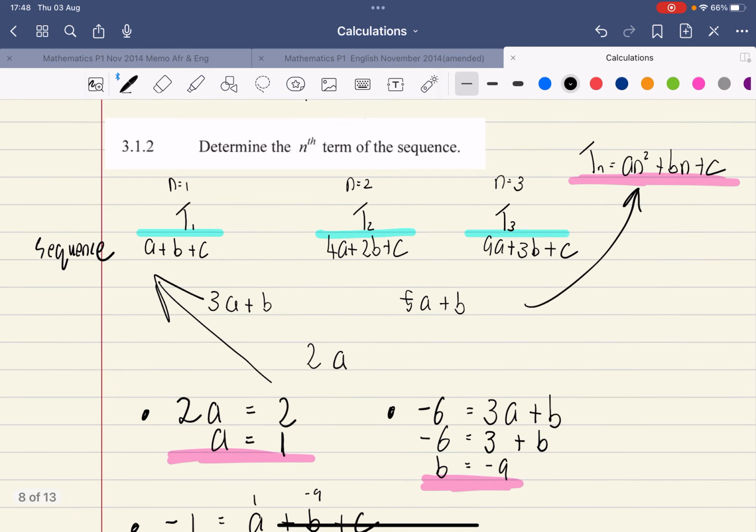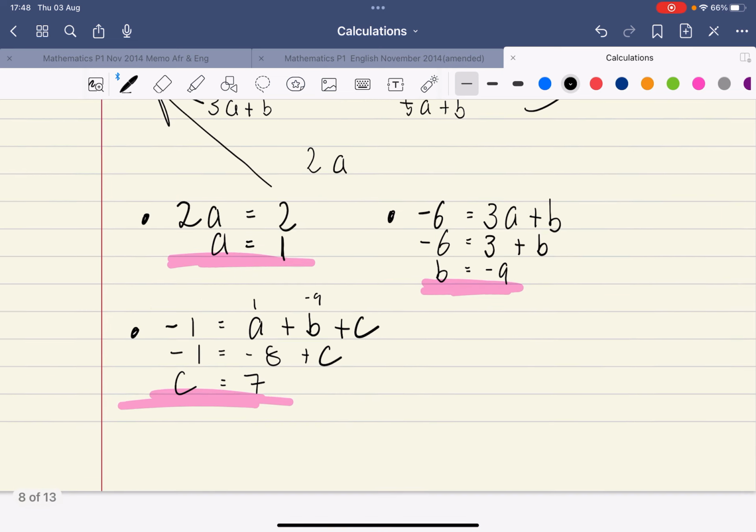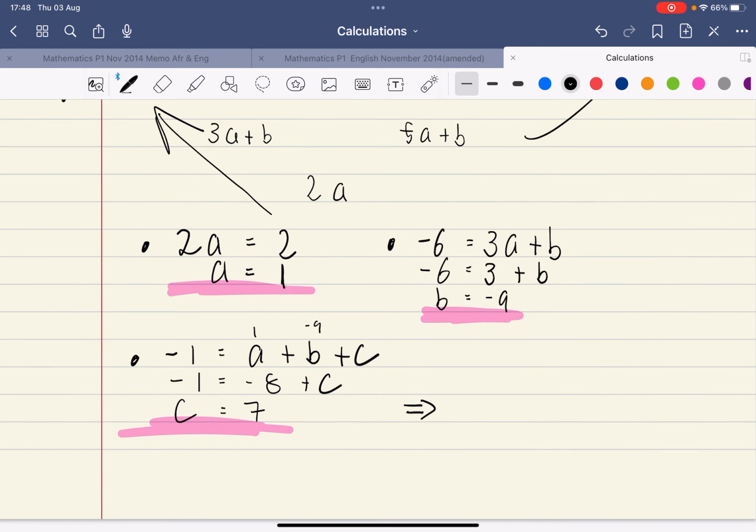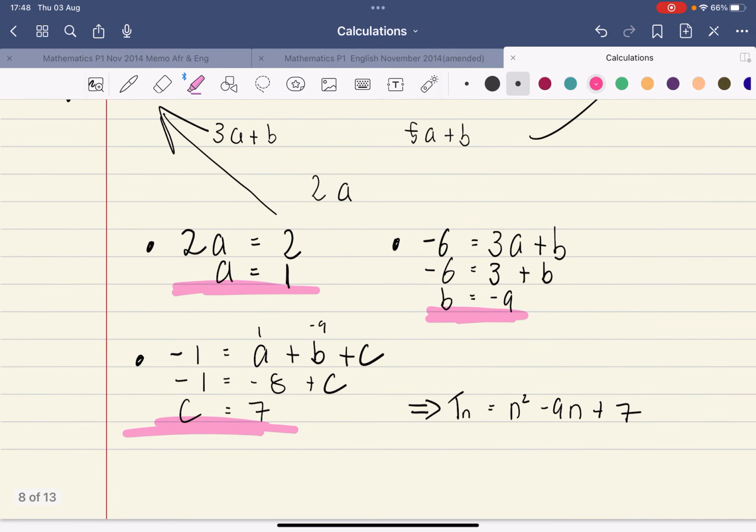So if we look back at our original formula we were trying to find, any nth term, Tn for any term, will be A, which is 1. So you can just leave that out. Don't make it negative. n squared plus B, which was minus 9, plus C, which was 7. So that should be n squared minus 9 times n plus 7. And this is our nth term formula.